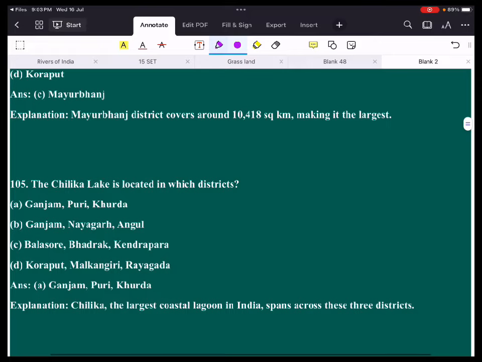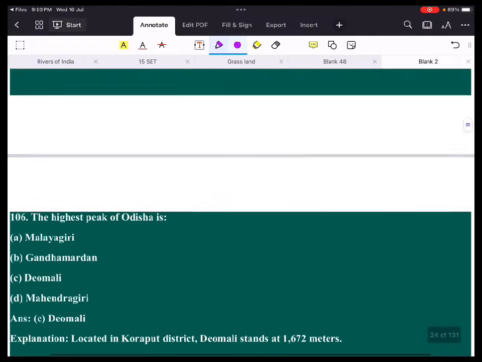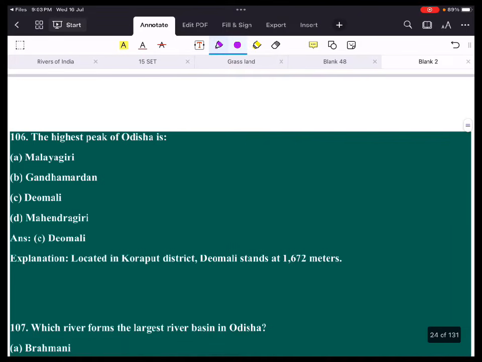Chilika Lake is located in which district? That is Ganjam, Puri, Khurda. Okay. Chilika, the largest coastal lagoon in India, spans across these three districts. The highest peak of Odisha is Deomali, located in Koraput district. Deomali stands at 1672 meters.